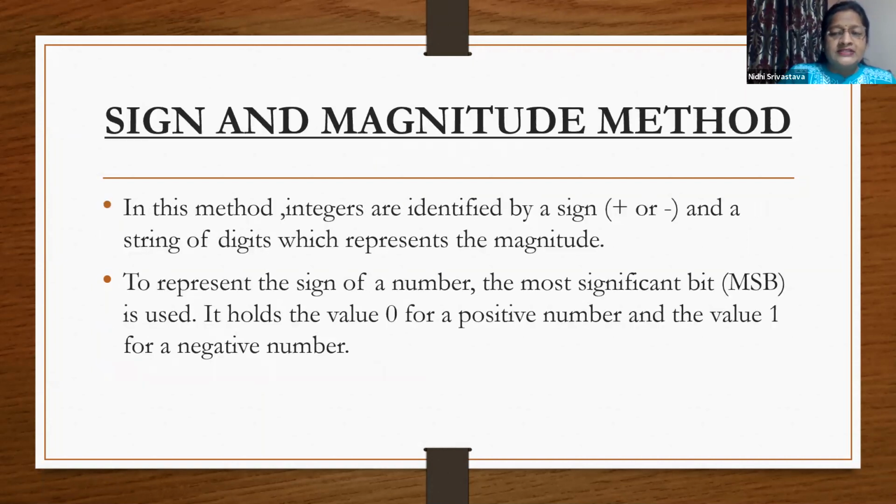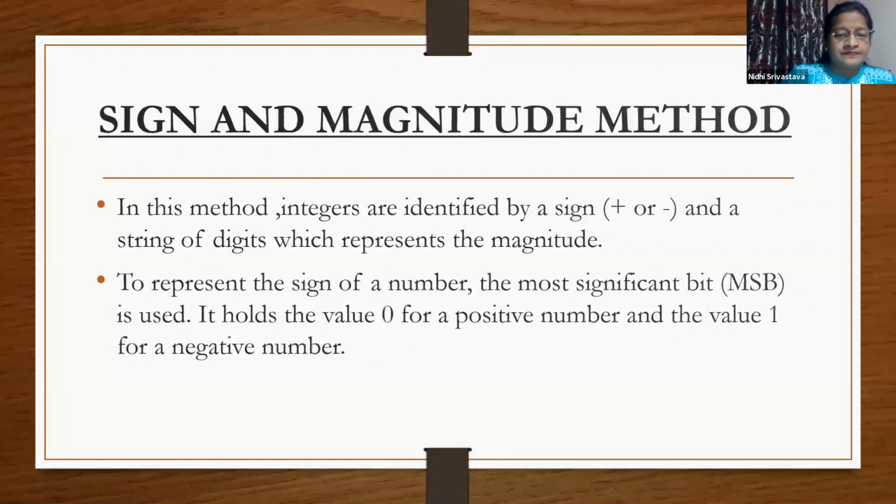Number 1, sign and magnitude method. In this method, integers are identified by a sign, plus or minus, and a string of digits which represents the magnitude. To represent the sign of a number, the most significant bit, MSB, is used. It holds the value 0 for a positive number and 1 for a negative number.